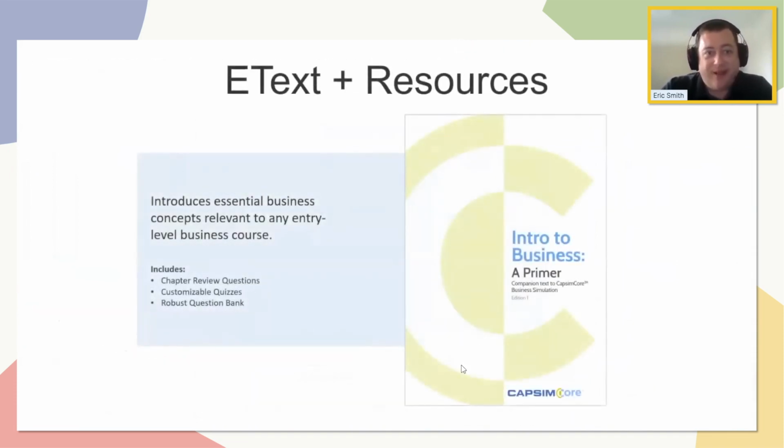And last but not least, we have our e-text, an intro to business, a primer. This e-text, you can schedule chapter quizzes on Capsim. It's a robust question bank. So basically you just pick 8 or 10 questions for each chapter, however many you want to use. The grades will flow directly into your Capsim gradebook, and it makes it extremely easy to both deliver the sim and use the textbook within the same course, with everything feeding back to the same grade book.